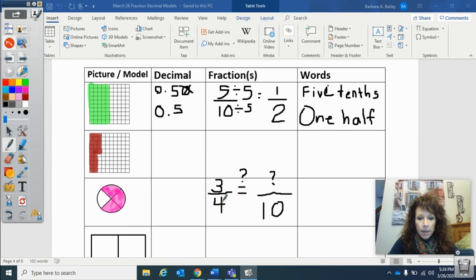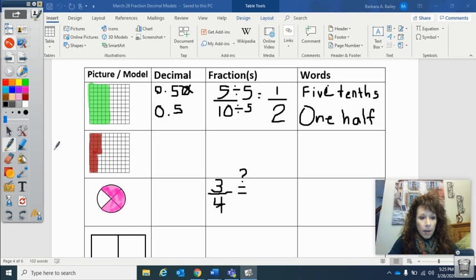Okay, so I have to ask myself, since I know that this is 3/4 and I want it to be something over 10, I'm trying to change it to a decimal, tenths. Is there a number that I can multiply 4 times to give me 10? 4 times 2 is 8. 4 times 3 is 12. No, 4 does not go into 10 evenly. So tenths is not going to work. So I'm going to need to erase that.